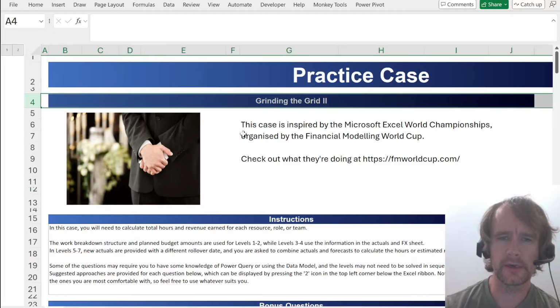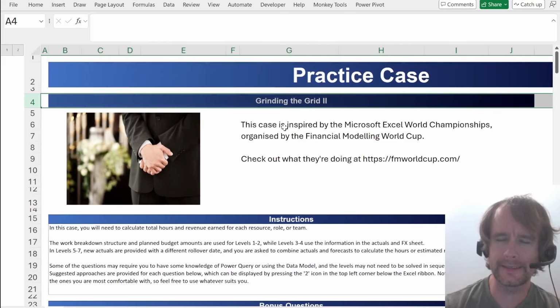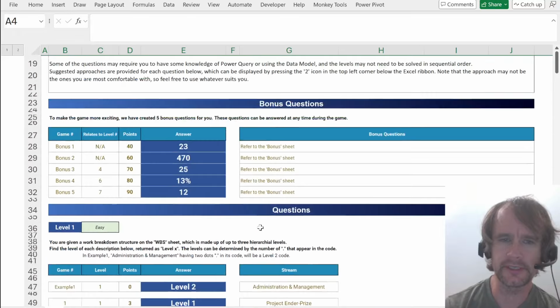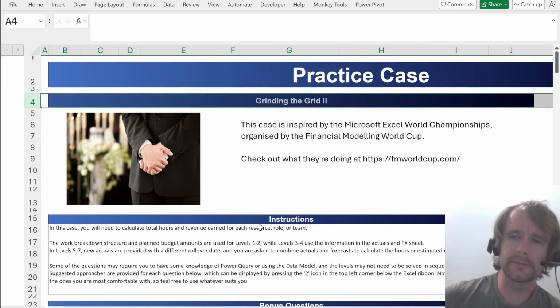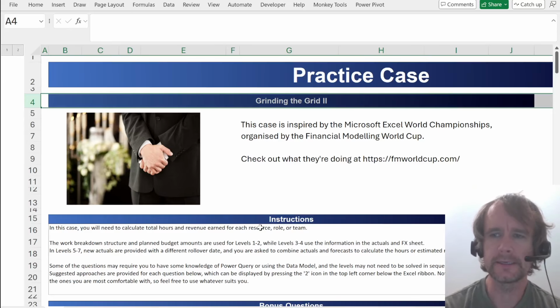Today I'm having a go at, or I have already had a go at, Grinding the Grid 2 by Arvey Yeo. The original Grinding the Grid was, as this one is, a sort of esports style, but asking about real work skills and financy stuff. But the original one was esports length. Took about half an hour.